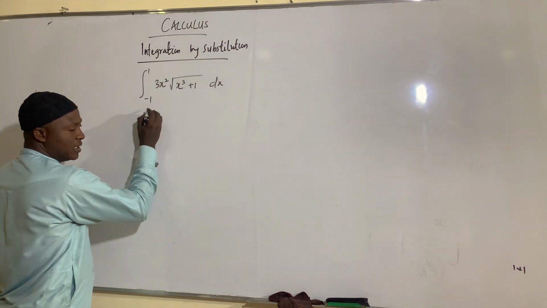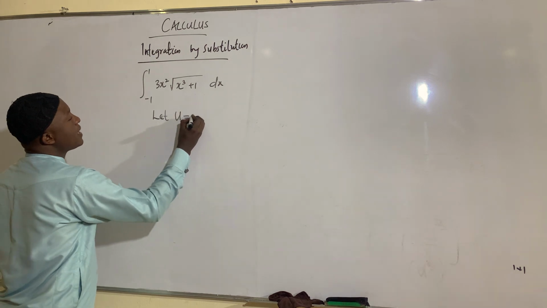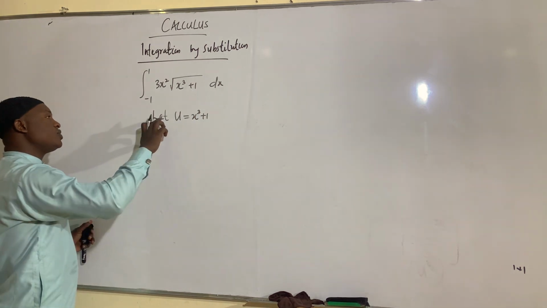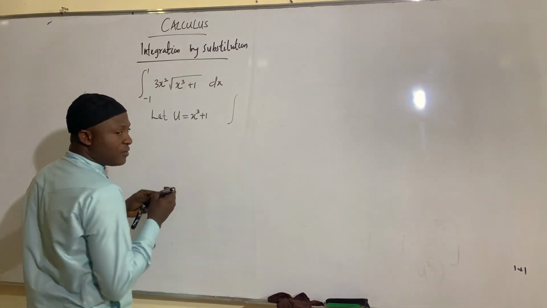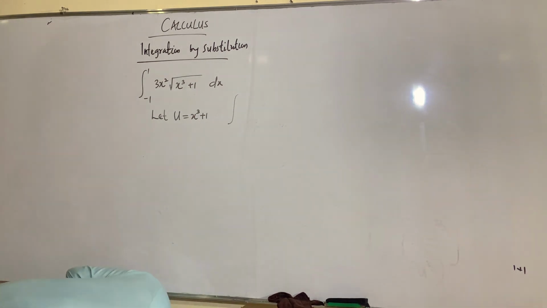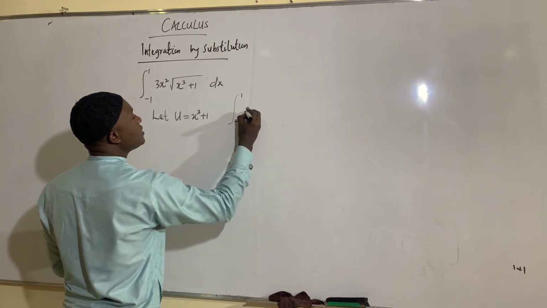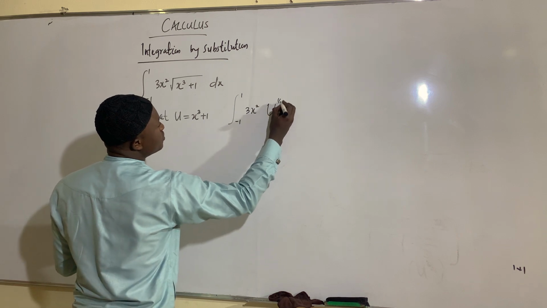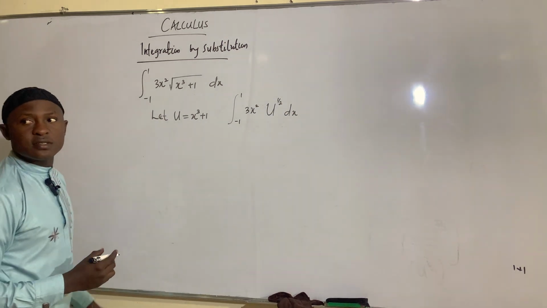So the first step, let what we have in the root, let u equal to x cubed plus 1, right? So if u is equal to x cubed plus 1, this can become the integral from minus 1 to 1 of 3x squared u raised to the power of half dx. Can you see that? Fine.